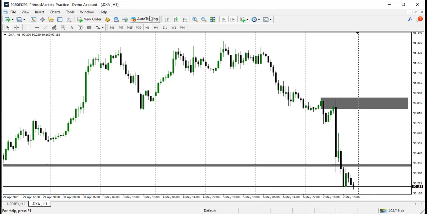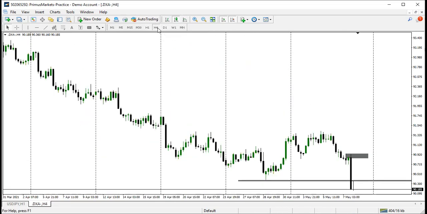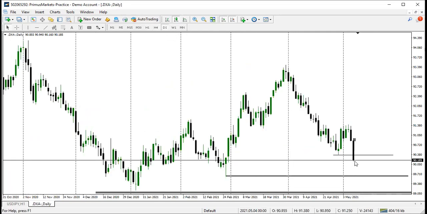But we should know that the daily time frame and the bearish time frame is really bearish now. So whatever we want to see is going to be a buy to sell until the bullish trend is really established.